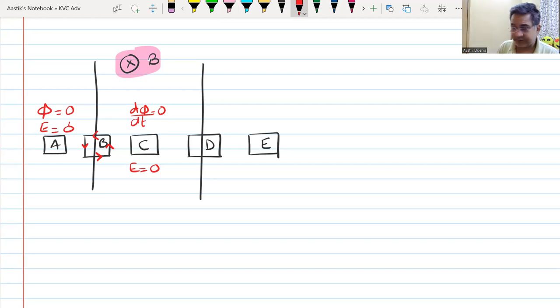By creating magnetic field in the same direction. To create magnetic field in the same direction, inside direction, your current should become clockwise. Do we understand this? Yes, sir.